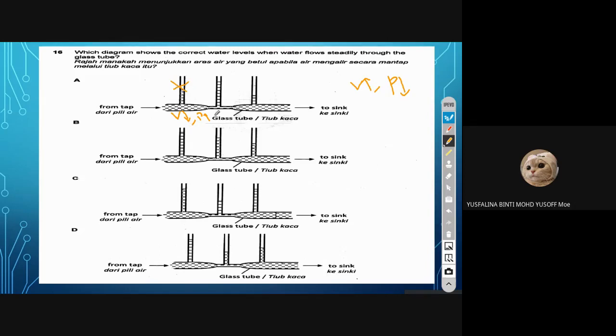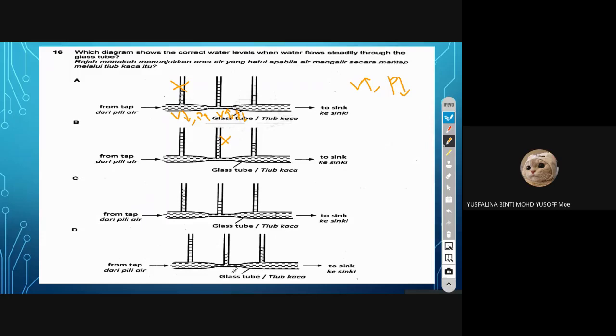And then for B, for this part, you can see the tube is narrow, right? So the velocity here is high, which means the pressure will be low. So the water will not rise up. This one should be the lowest one. So B is wrong. So it is either C or D.